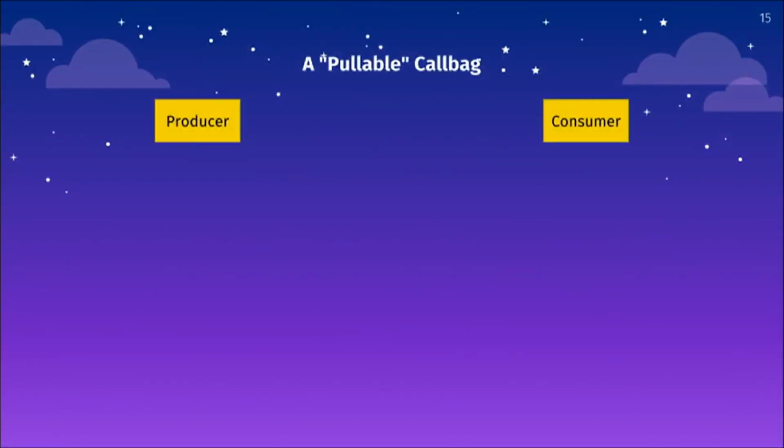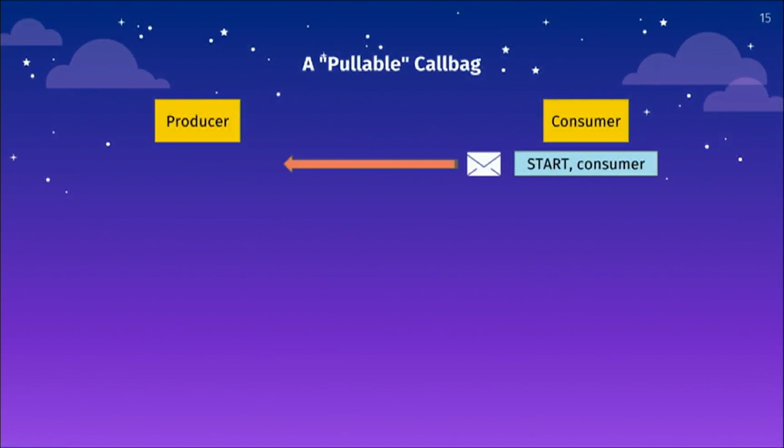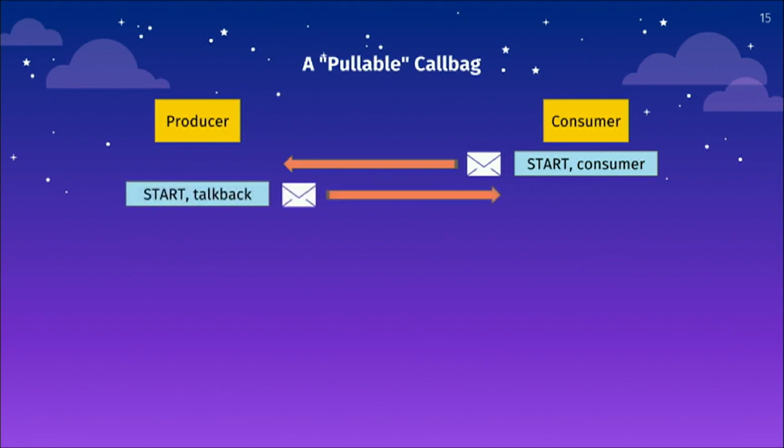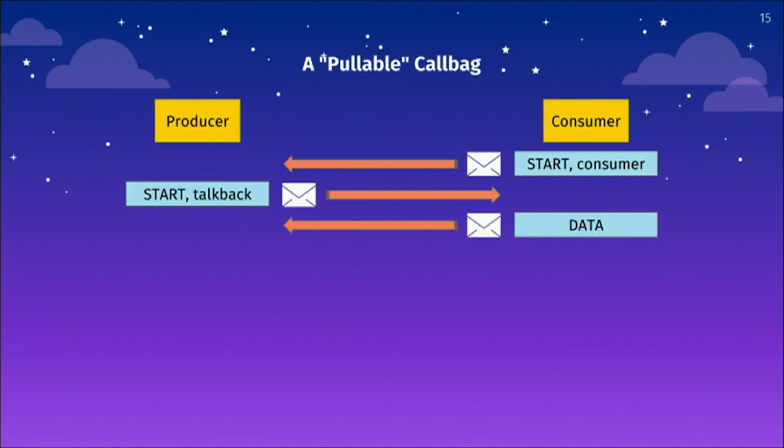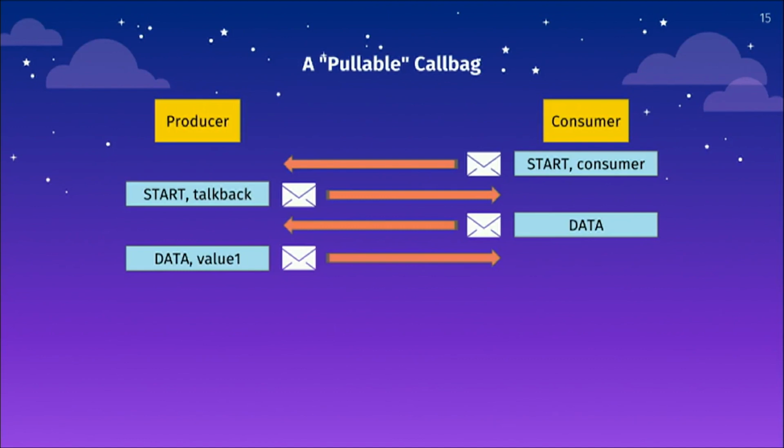With a pullable one, it works somewhat similarly. The initial exchange is identical. As a consumer, we send a message to the producer and say, hello, I'm ready for some data. I'm interested in what you have to say. And the producer says, okay, thank you. Here's a talkback that you can communicate to pull data from me. The consumer says, thank you. I will send you now a data request on that talkback message. And a request to the producer, if it has something, it's like, okay, here you go. Here's some data, and I'll send the value back.